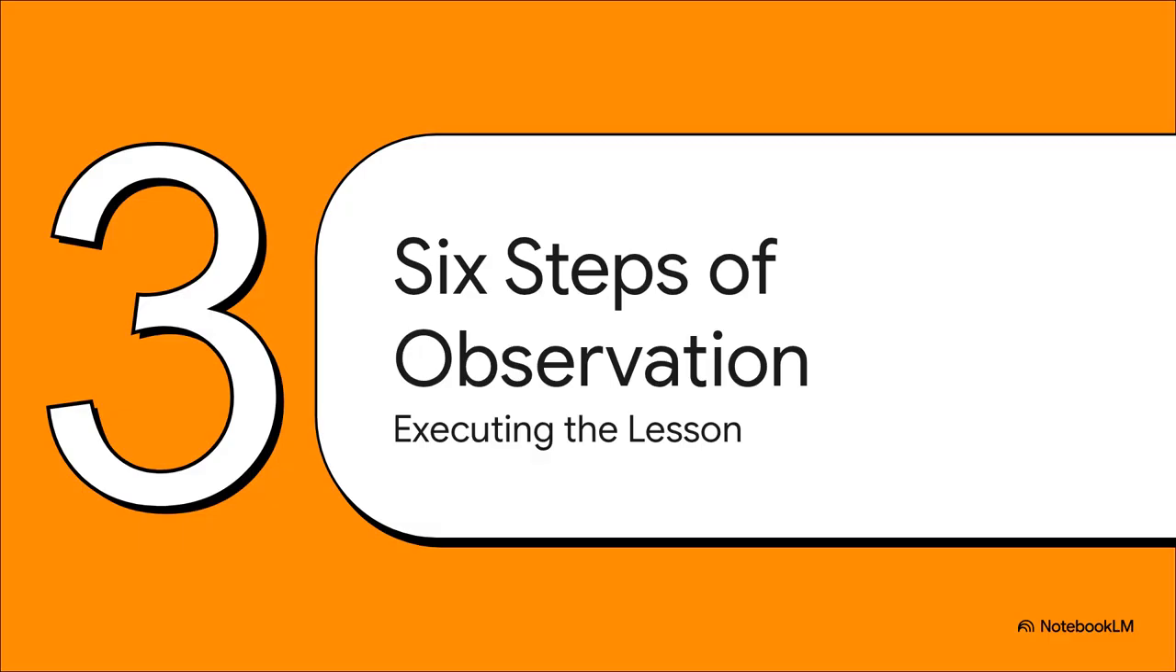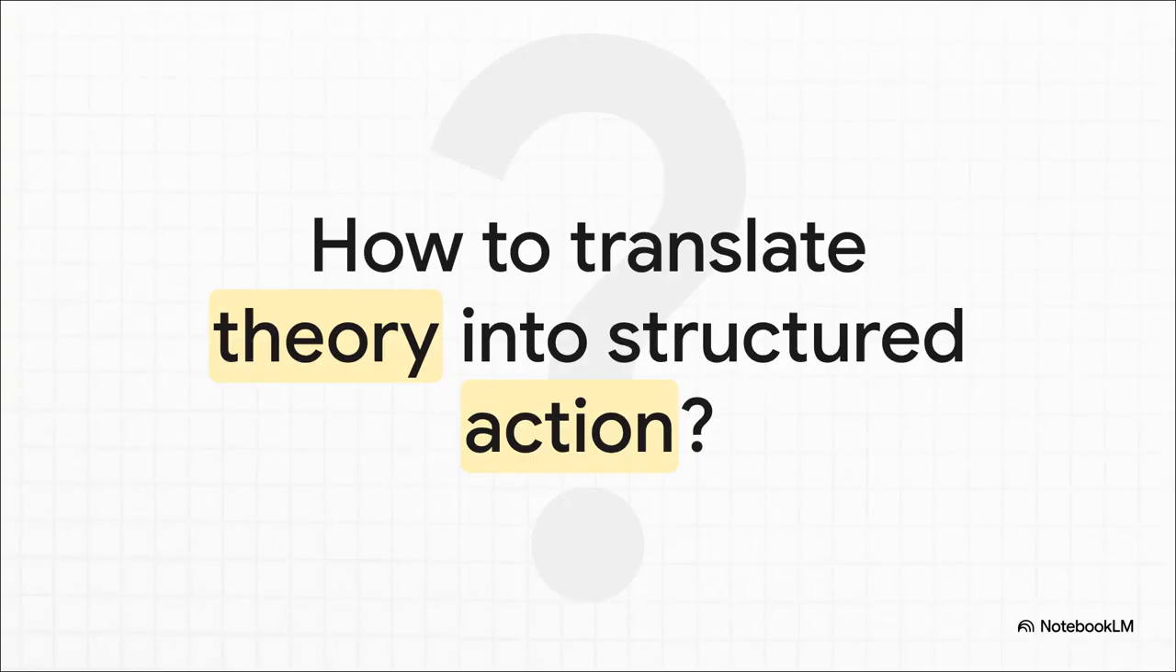Now, how do we actually do this in a real classroom? Section 3, 6 Steps of Observation, Executing the Live Transaction. You might be sitting there wondering how on earth to maintain discipline and focus during all these activities. And honestly, that is a super common fear for trainees stepping into a live classroom. But the answer is simple. You follow a precise sequence. Structure is exactly what separates a chaotic field trip from a true masterclass in observation.